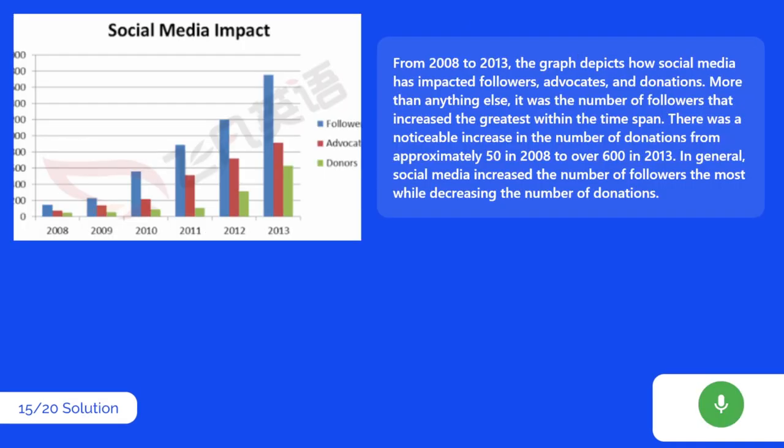From 2008 to 2013, the graph depicts how social media has impacted followers, advocates, and donations. More than anything else, it was the number of followers that increased the greatest within the time span. There was a noticeable increase in the number of donations from approximately 50 in 2008 to over 600 in 2013. In general, social media increased the number of followers the most while decreasing the number of donations.